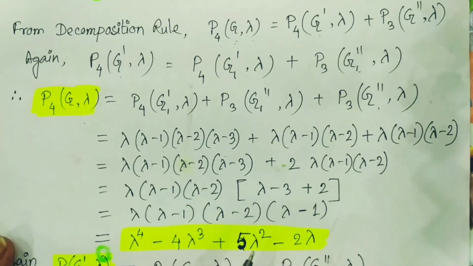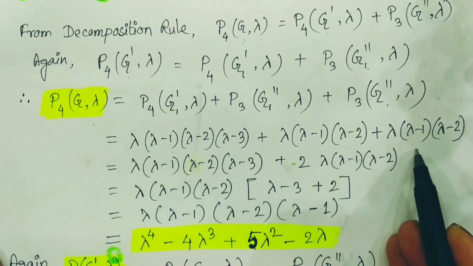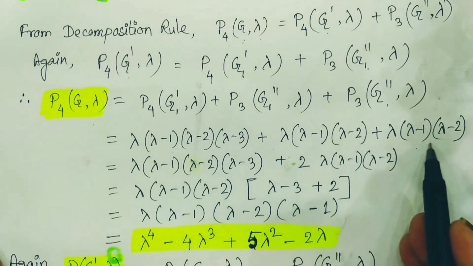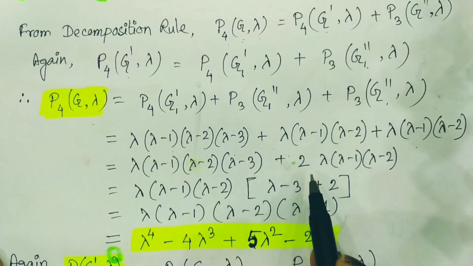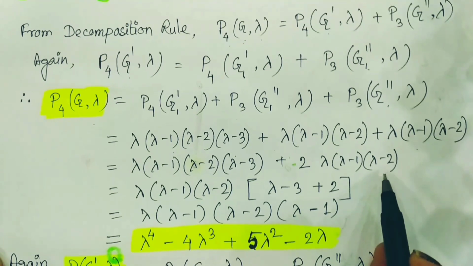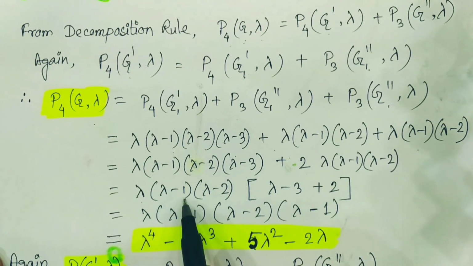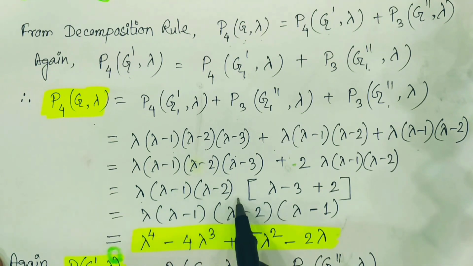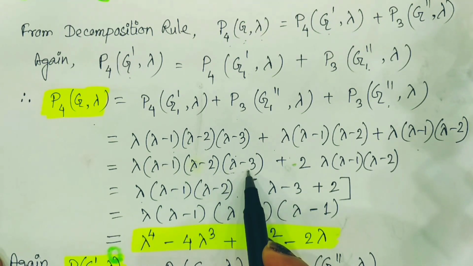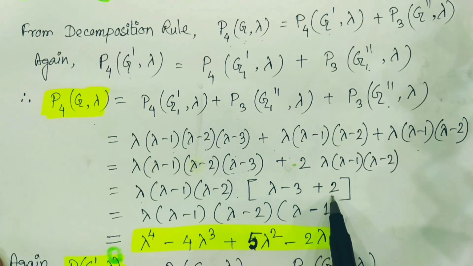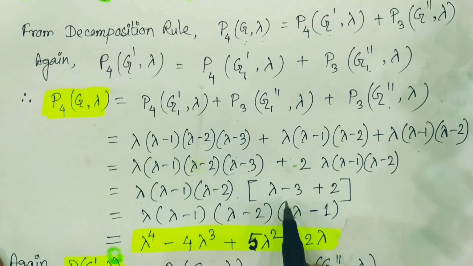If you write down this one even, then we will find out this one. So these two are the same terms. If we add these two, then we will find out 2 into this one. From these two terms, we can take common lambda into lambda minus 1 into lambda minus 2. After taking this common, this part will be remaining, and from here it is the 2 only remaining. So if we simplify, this one leads us to lambda minus 1.